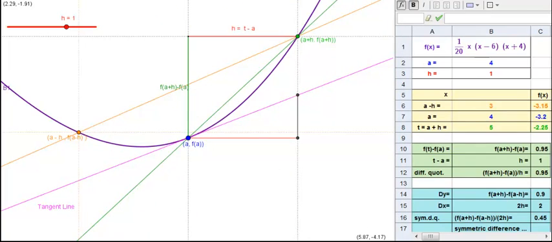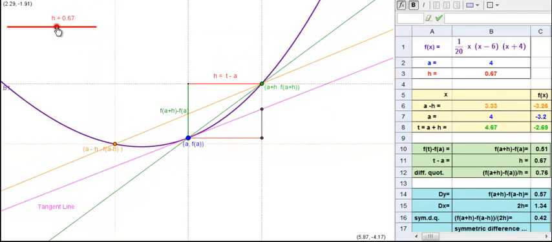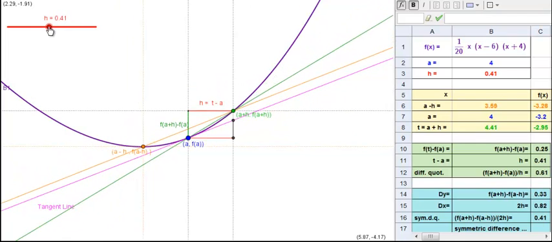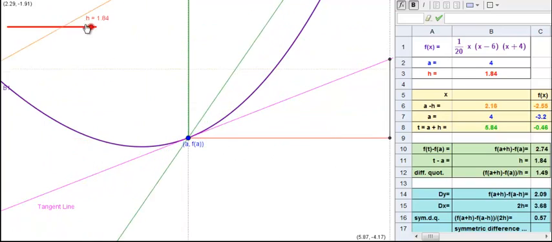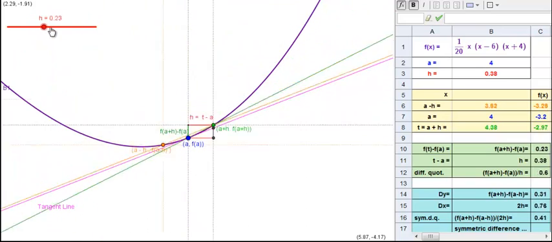And it's the slope of the orange secant line right here. Now, the point of all this, as we saw with the difference quotient, is that we want to now let h get smaller. And look what happens in the graph. As h gets smaller, both the difference quotient and the symmetric difference quotient get closer and closer to the derivative.